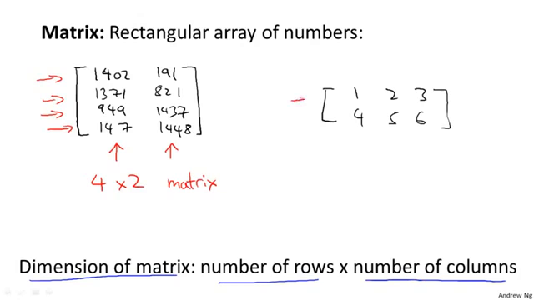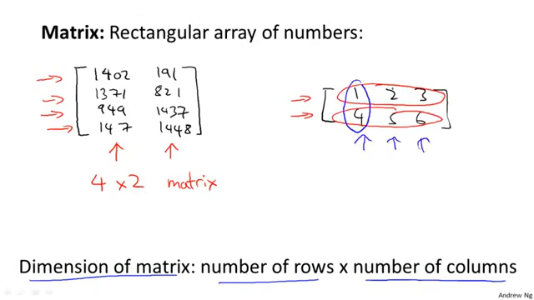This one on the right, this matrix has 2 rows. That's the first row, that's the second row, and it has 3 columns. Right? That's the first column, that's the second column, that's the third column. So this second matrix, we say it is a 2 by 3 matrix. And we say that the dimension of this matrix is 2 by 3.